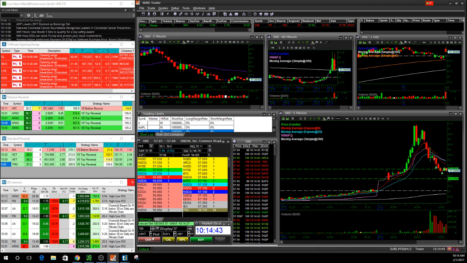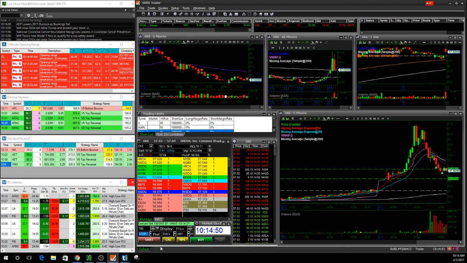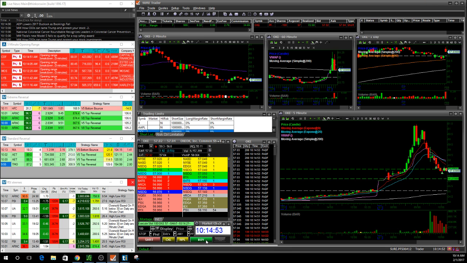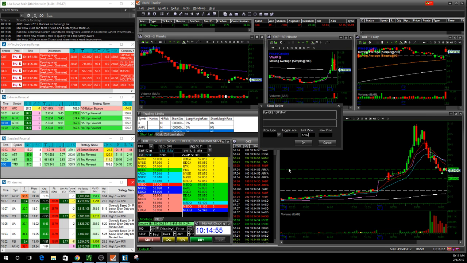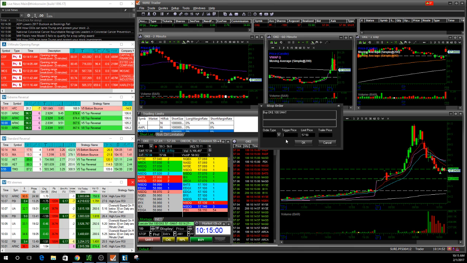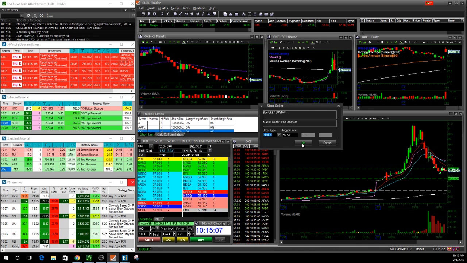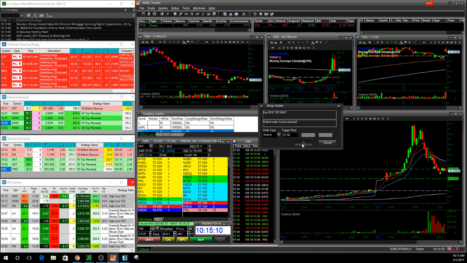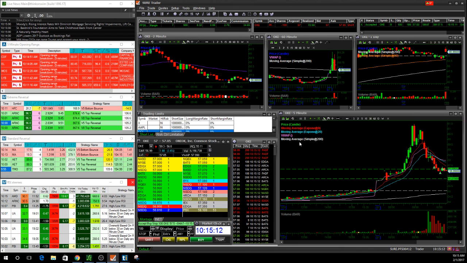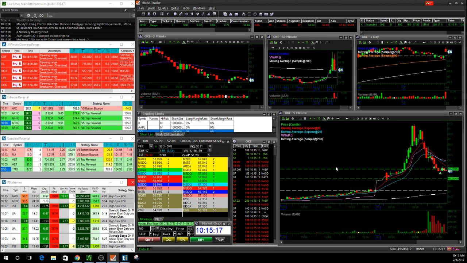My max loss stop I'm going to put in real quick. This is going to be 50 cents, so that's 57.50. This will protect me on AMD if it runs away from me. So that's my max loss stop. Now I'm looking for the hold below this level.